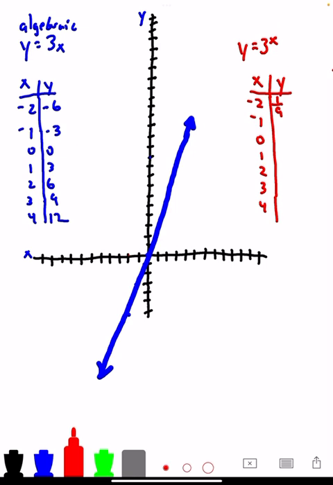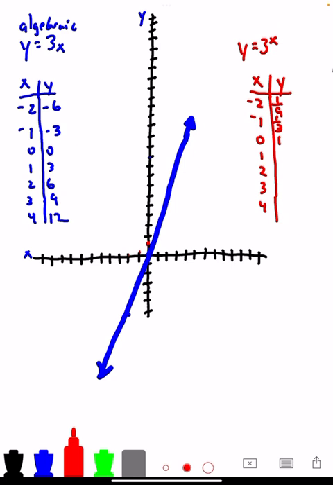3 to the negative 1, okay, we'll have it here. That's going to be 1/3. So once again, it's just about a third of the way up. 3 to the 0, like anything to the 0 power, is 1. And now we could kind of start seeing the difference.